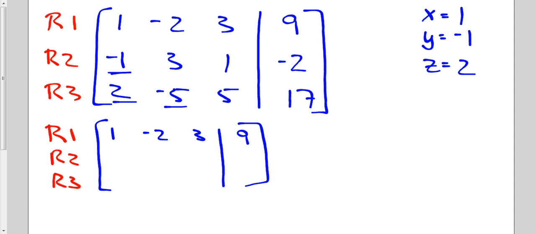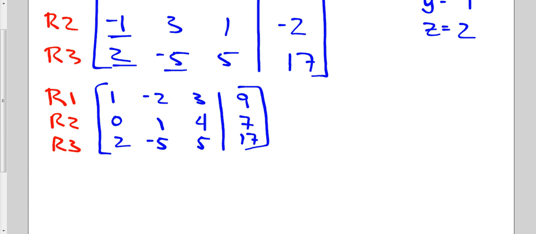So when I add row 1 to row 2, in the x column, 1 plus negative 1 is 0, right? So what do I put here? I put a 0 there. That's the coefficient of my x variable, right? Negative 2 plus 3, 1. 3 plus 1, 4. And 9 plus negative 2 is 7. And now I'm just going to write row 3 down. 2, negative 5, 5, and 17.